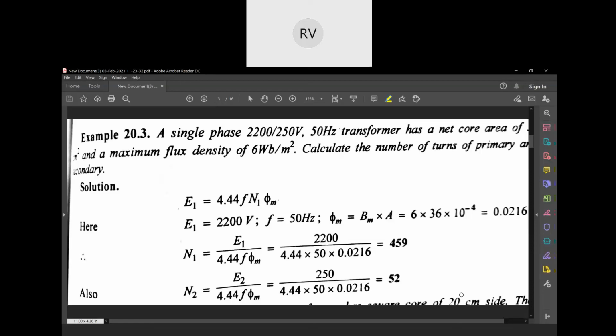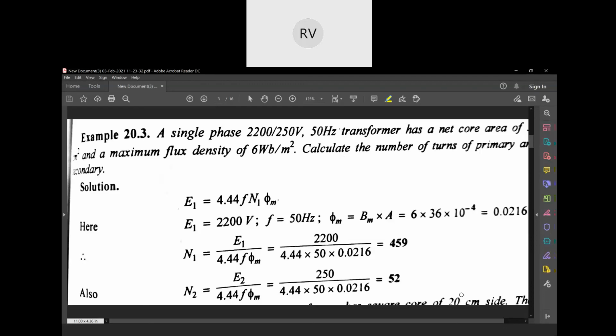So he's giving us flux density as well as net core area. So you can find out the total flux, that is phi m. Phi m is given by Bm into A. Bm is the maximum flux density, into core area. Core area is given as 36 centimeter square, so 36 into 10 power minus 4. So you can get phi m as 0.0216 Weber, not Weber per meter square, Weber.